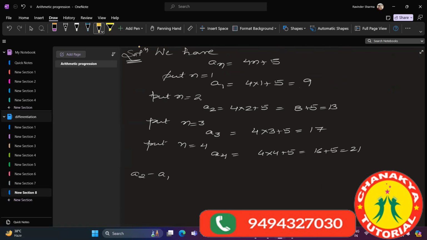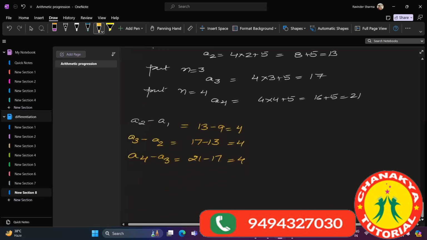A2 minus A1 is 13 minus 9, so it will be 4. Now A3 minus A2, 17 minus 13, it will be 4. Then fourth term minus third term, it will be 21 minus 17. So if you observe, the common difference remains the same.